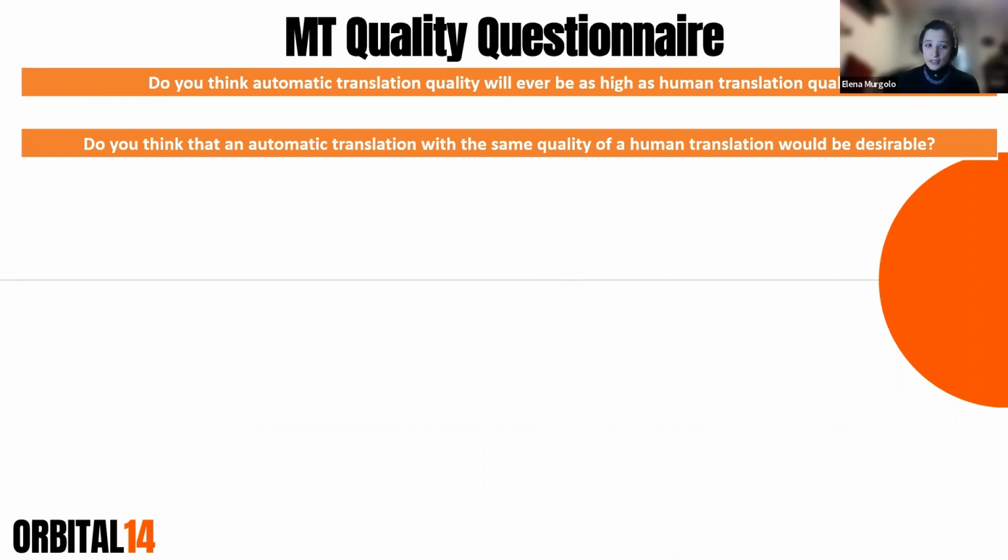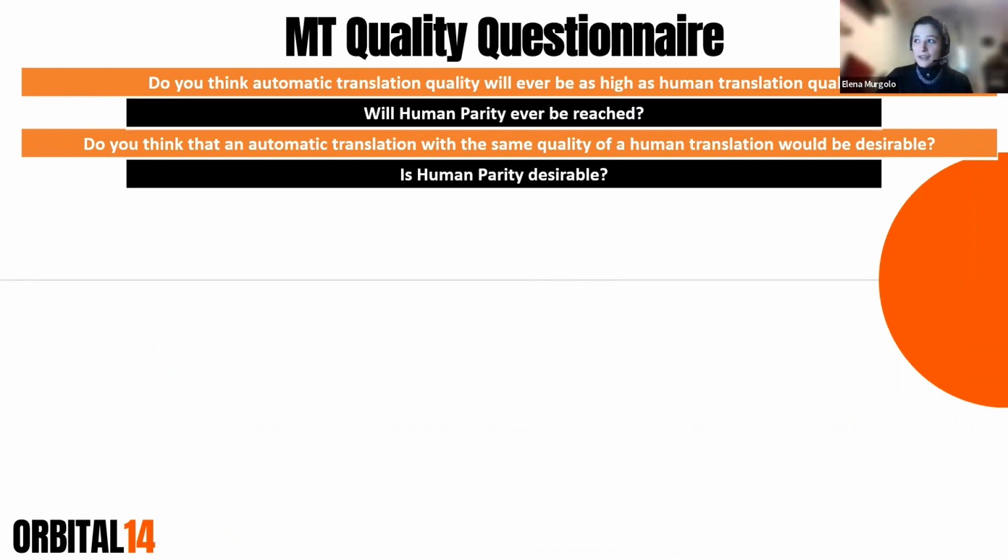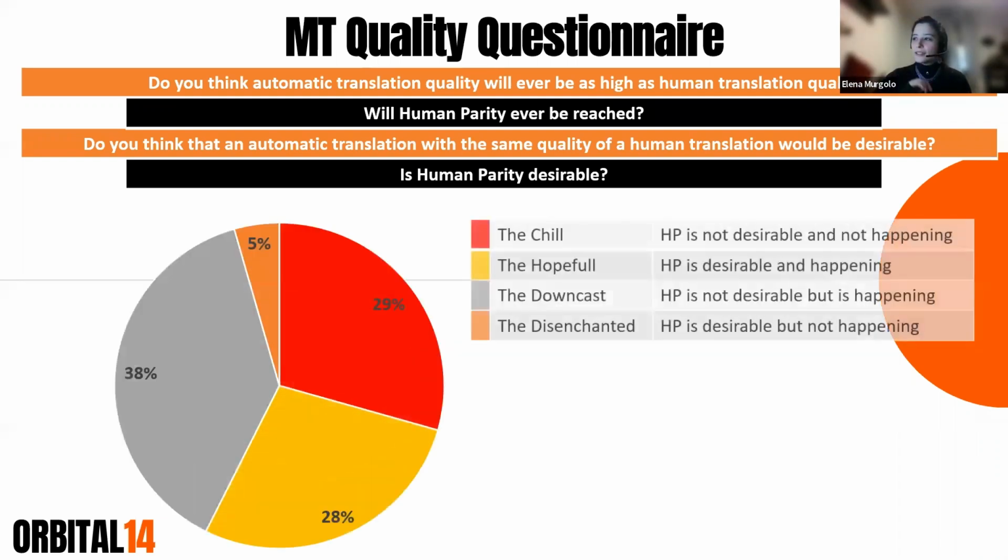And finally, the two last questions would be, do you think automatic translation quality will ever be as high as human translation quality? And do you think that automatic translation with the same quality as human translation would be desirable? Which, in short, would be, will human parity ever be reached? And is human parity desirable? And here I divided the respondents into 4 main groups. So 29% I called the chill, which is basically human parity is not desirable, but it's never going to happen. So no problem.